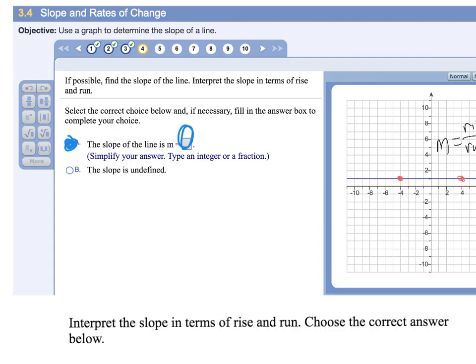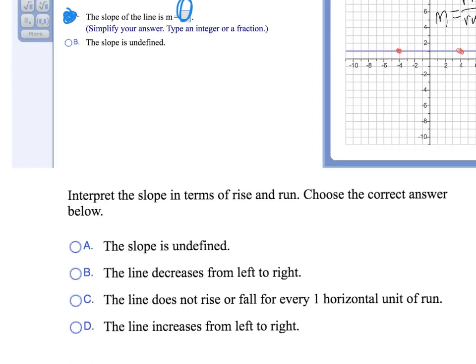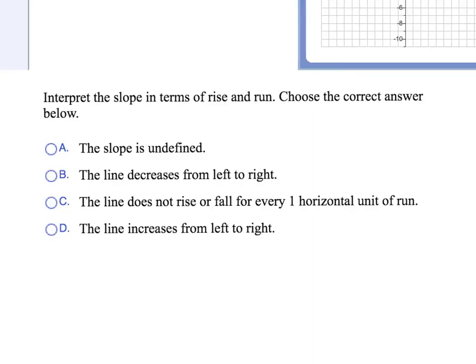Now, down here, the next question is to interpret the slope in terms of rise and run. So does the line decrease? No, it stays flat. So that means it does not rise or fall. So the answer is C.